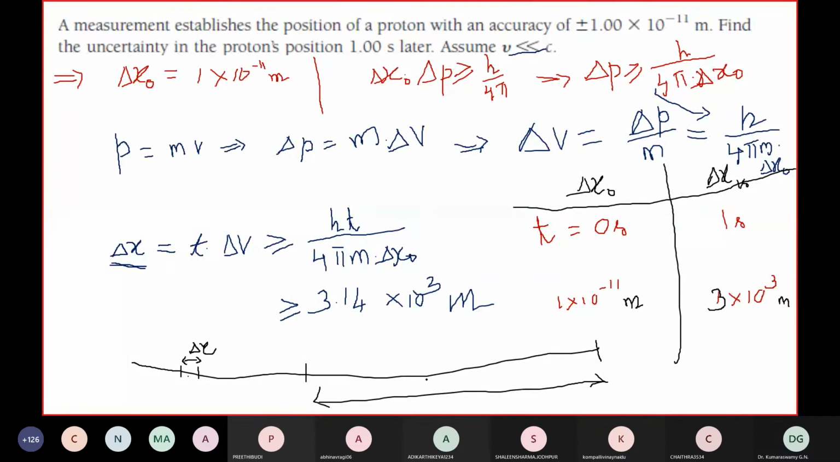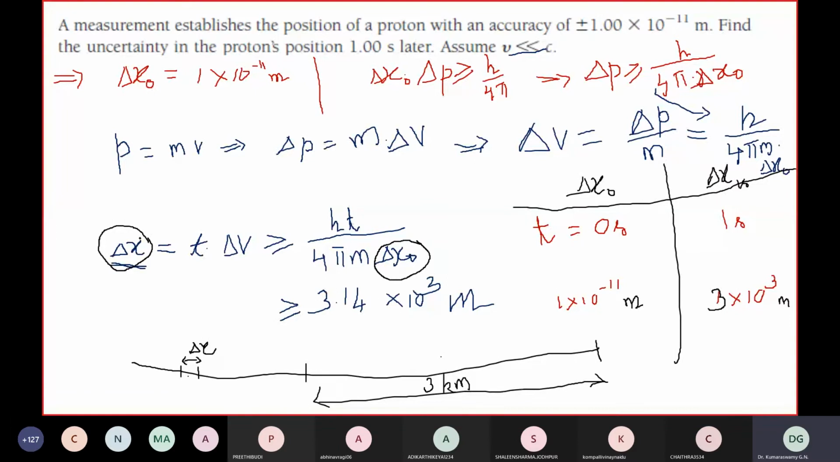Right? The next moment we are losing very much on the position of the proton. That means if we increase the precision on position at present, we are going to lose its position on the next moment. Right? Do you understand this?